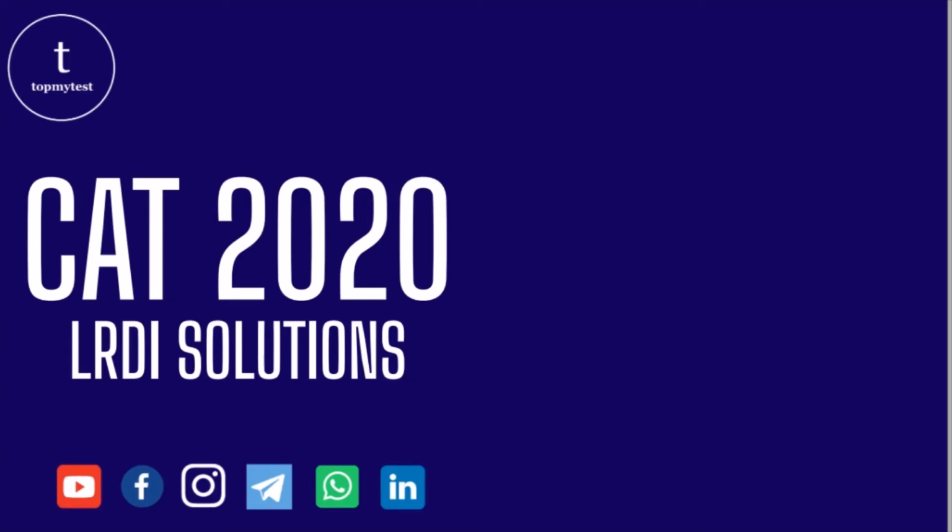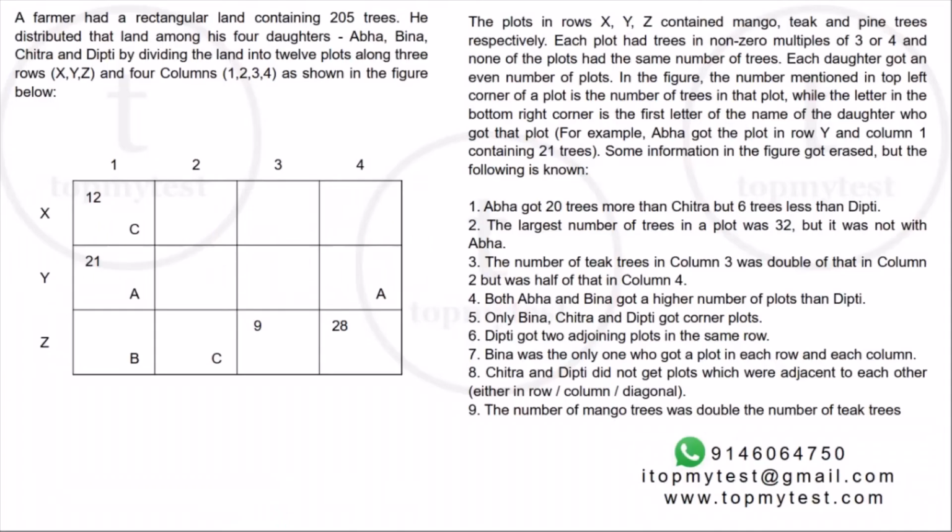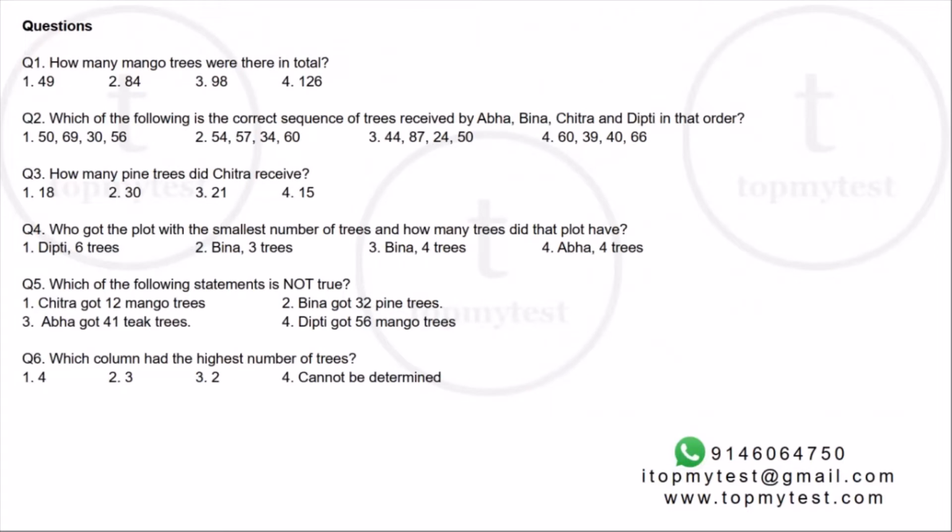Hi, welcome to this session on CAT 2020 LRDI Solutions. This is a question from CAT 2020 slot 3, the slot which everyone was cribbing about. And this is perhaps the trickiest question of the lot. You have a lot of information, you have to fill in a grid, it has maths, it has logic in it, and you have 6 questions at the end of it as well.